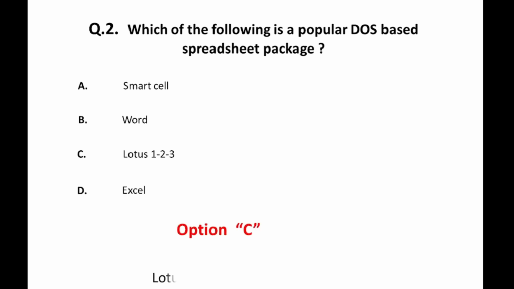Second question, which of the following is a popular DOS based spreadsheet package? Option A Smart Cell, option B Word, option C Lotus 1 2 3, option D Excel, and option C is the correct answer, Lotus 1 2 3.